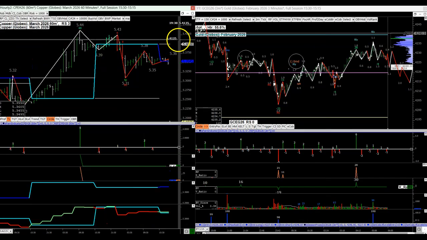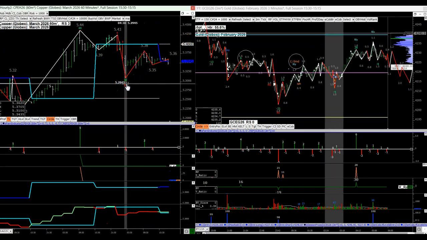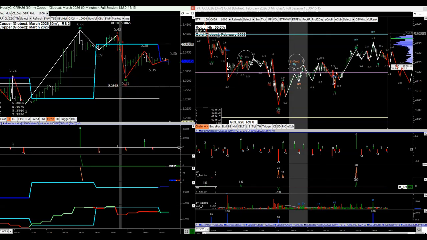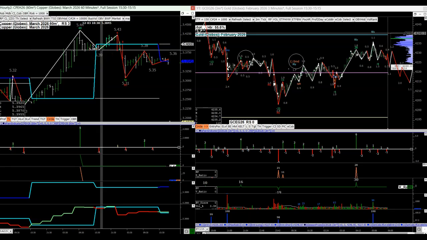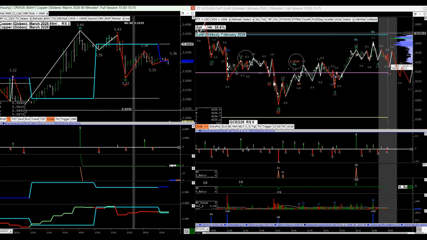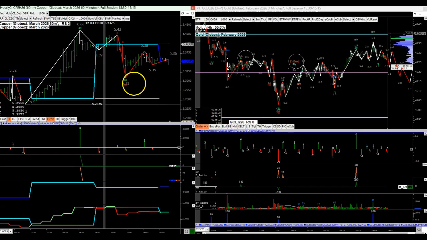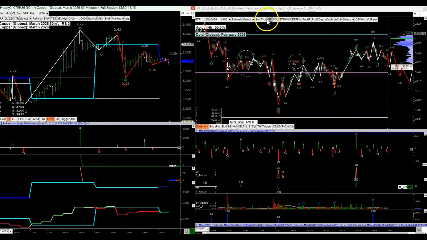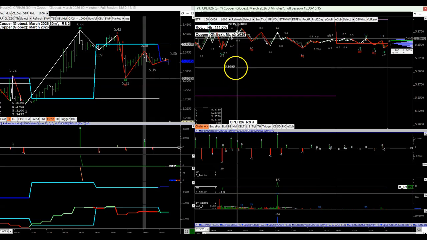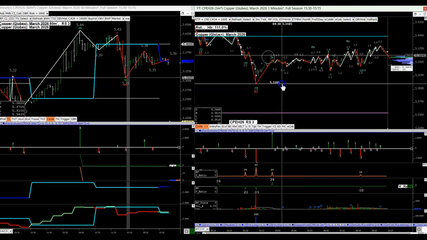Copper. Copper had a spring at 531. So remember, springs are attempted breakdowns in an uptrend. And those breakdowns get bought, because if they don't get bought, it's going to change the trend. So they get bought. So you have the spring, and let's go to right there.